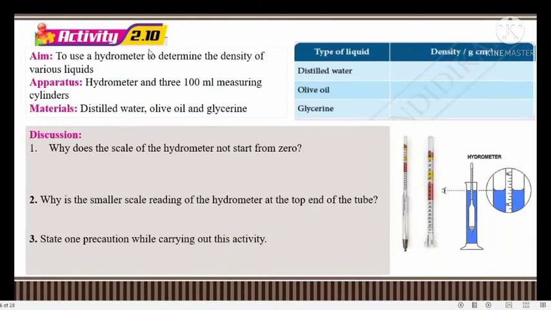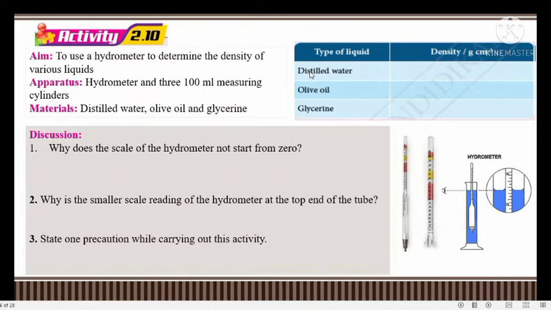Refer to activity 2.10 in your textbook. This activity is to use a hydrometer to determine the density of various liquids. Apparatus required: hydrometer and 300 milliliter measuring cylinders. Materials: distilled water, olive oil and glycerin. In the lab, you can just choose any three types of liquid, different liquids with different densities.